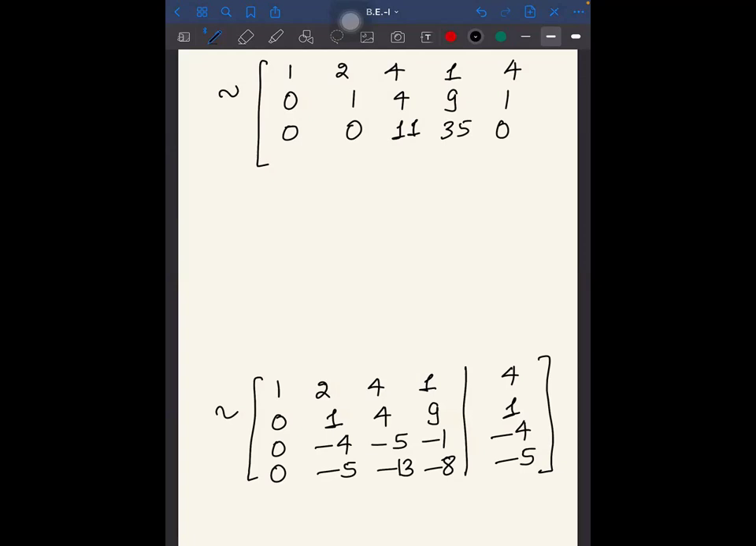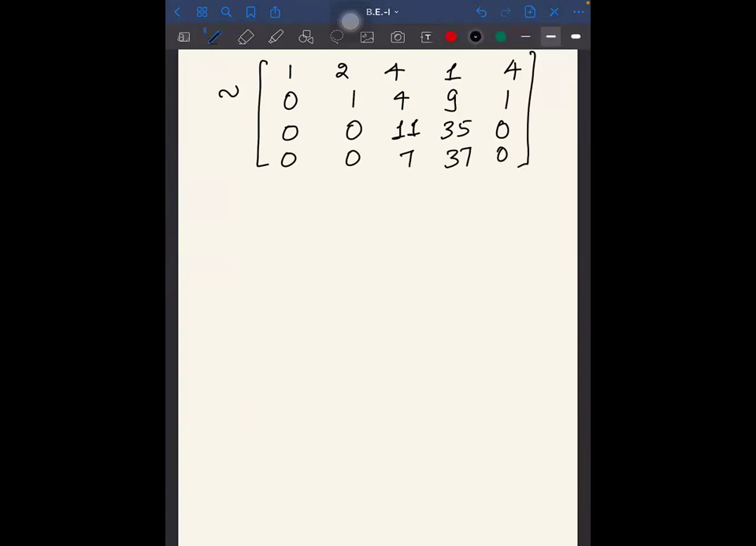16, yes. Fair enough? Yes, sir. 0, 0, 20, so it becomes 7 over here. 45 minus 8, so it becomes 37. And 5 minus 5, so it becomes 0 over here. So now our main goal is to make 1 over here. So what should we do? Divide by 11 will not be a nice strategy right now.